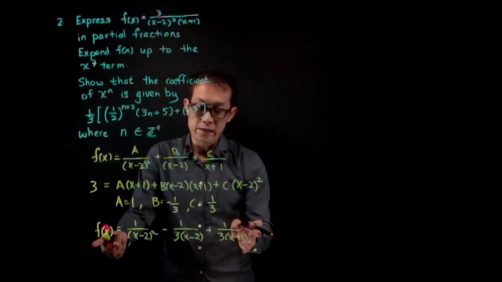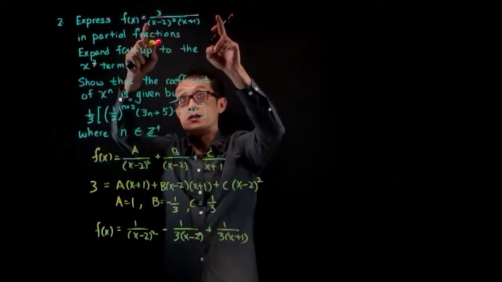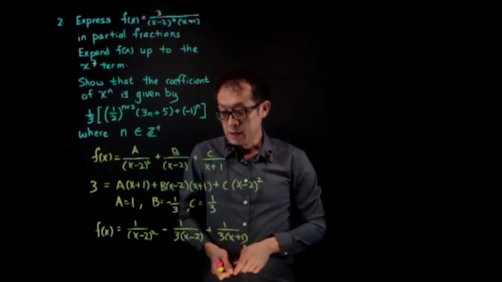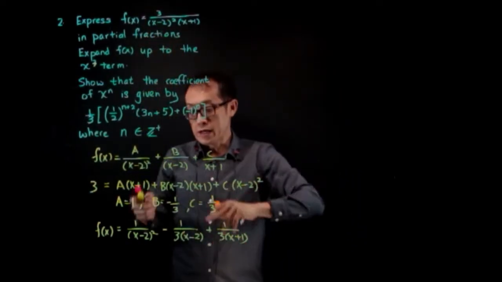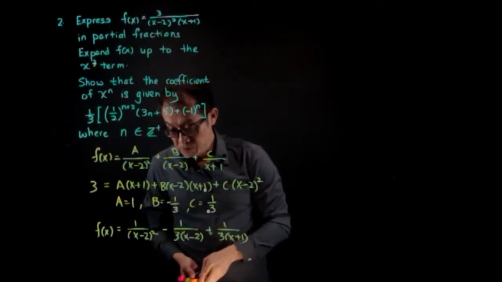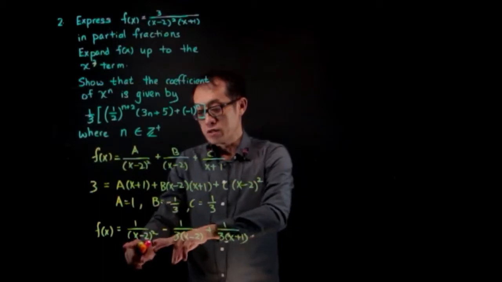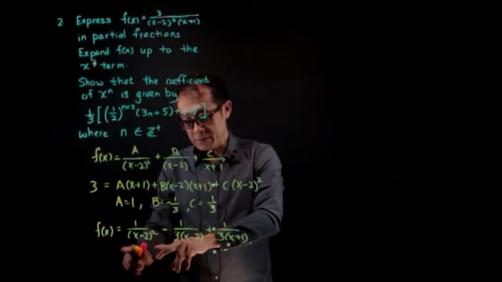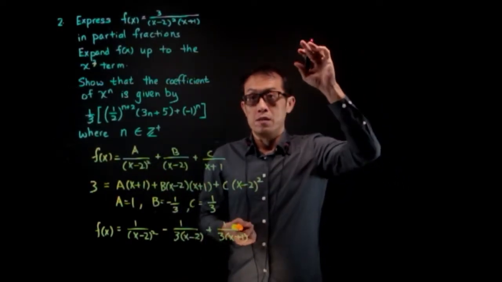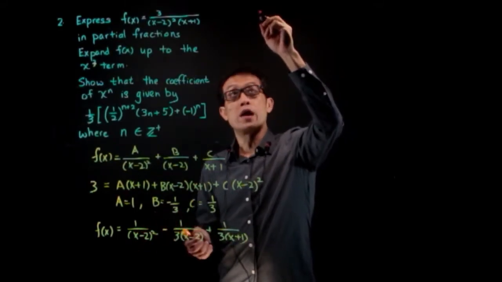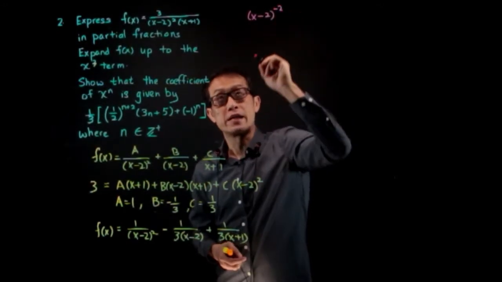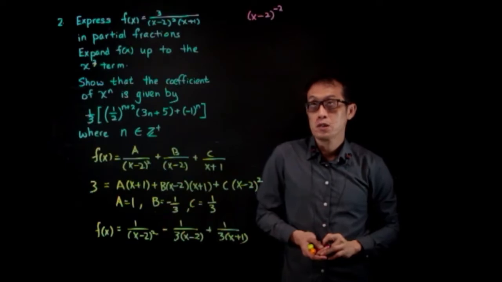Now we are asked to expand this expression to the x cubed term. Since this can be expressed as this, it's so much easier to expand this way. So what we do is we consider the expansion for this term first. So what do you have over here? You have (x minus 2) to the power of minus 2.